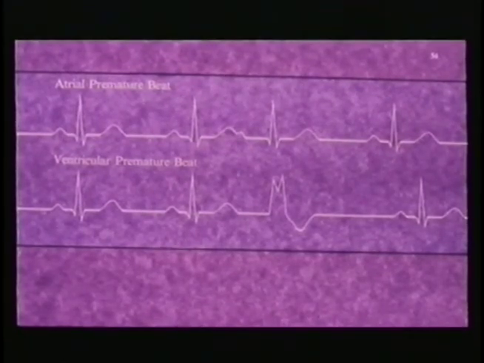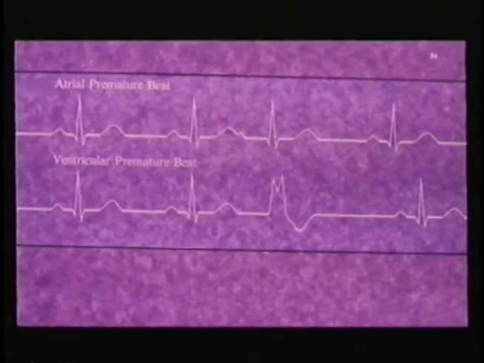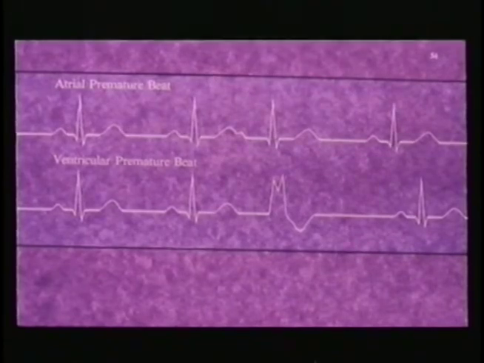Again, the most common manifestations of reentrant excitation are atrial and ventricular premature beats, which have these characteristic appearances in the surface ECG.